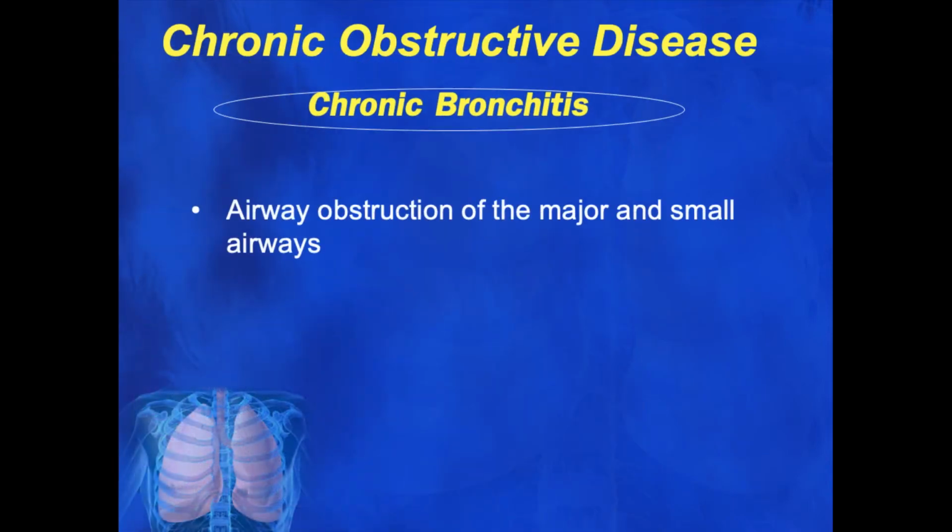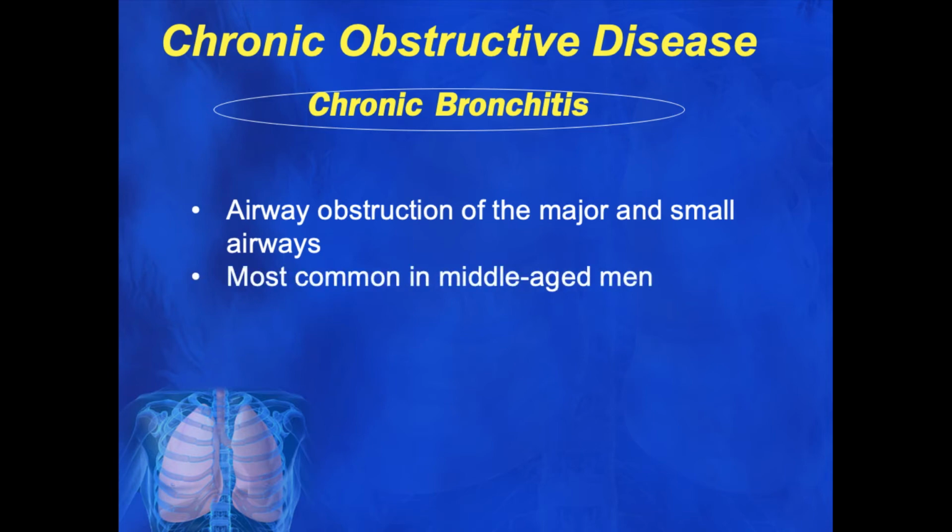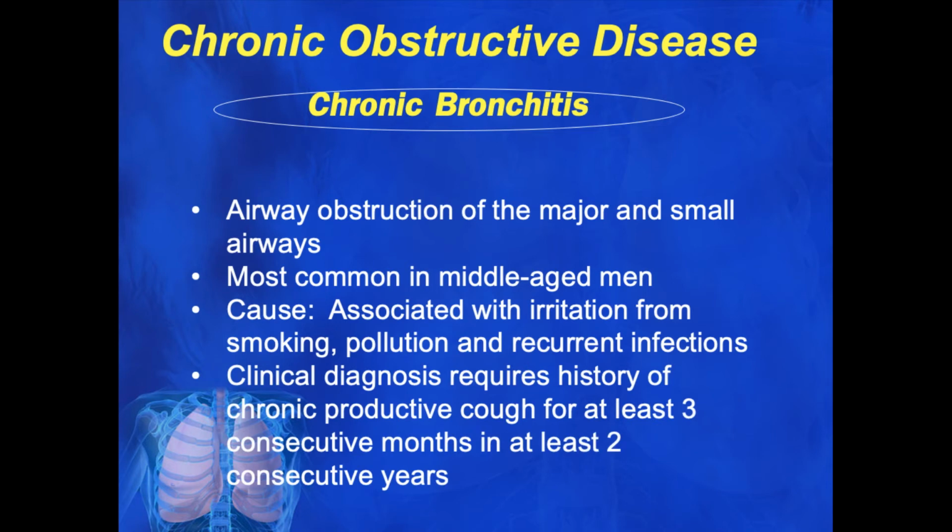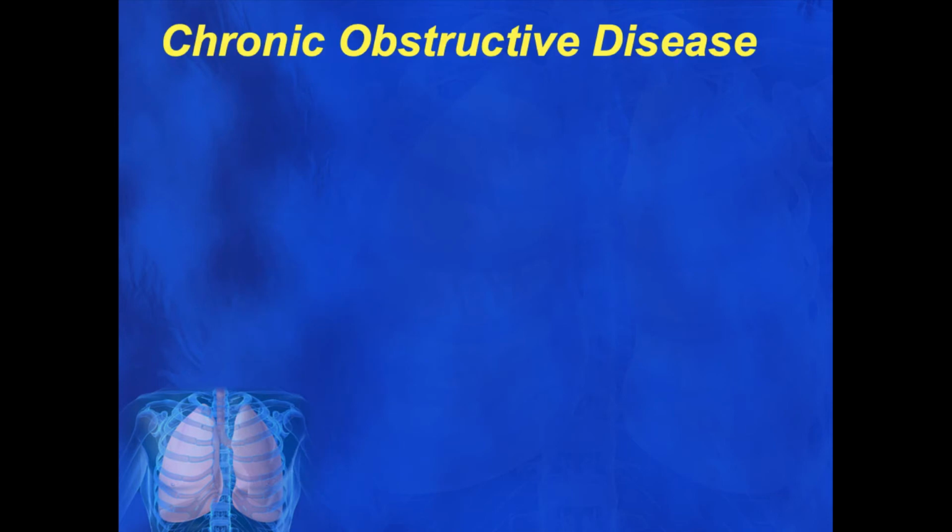Chronic bronchitis is another chronic obstructive disease, and this is airway obstruction of the major and the small airways, and is most common in middle-aged men, associated with irritation from smoking, pollution, and recurrent infections. Clinical diagnosis requires a history of chronic productive cough for at least 3 consecutive months in at least 2 consecutive years.